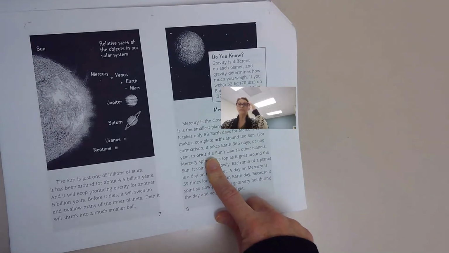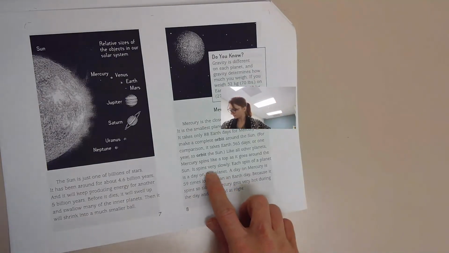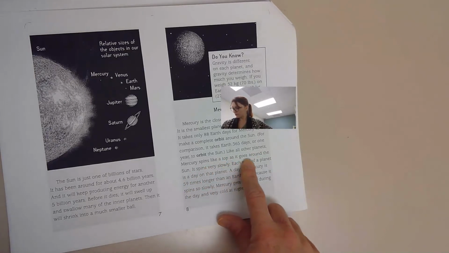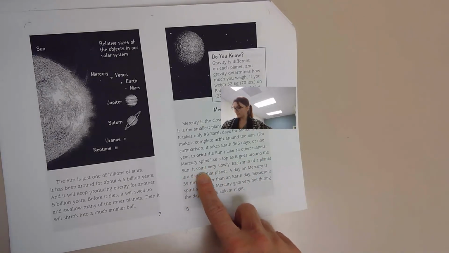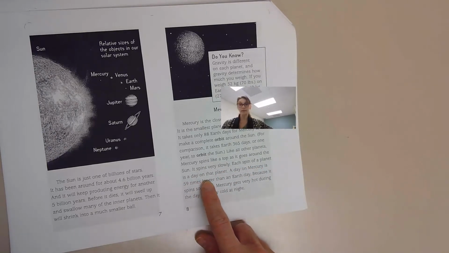So it takes us a lot longer to go around the sun because we have a further distance to travel. Like all other planets, Mercury spins like a top as it goes around the sun. It spins very slowly. Each spin of a planet is a day on that planet.